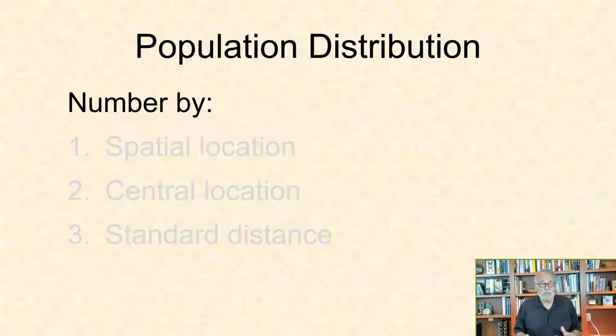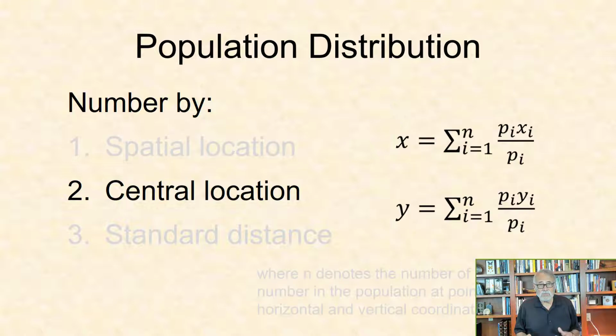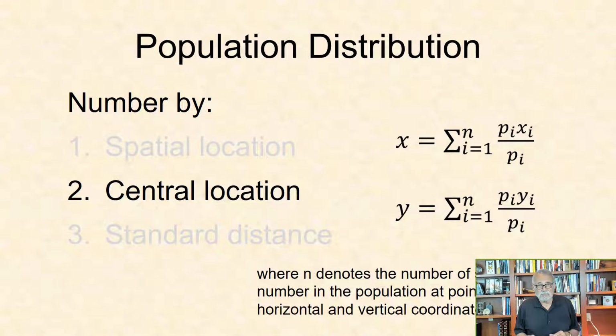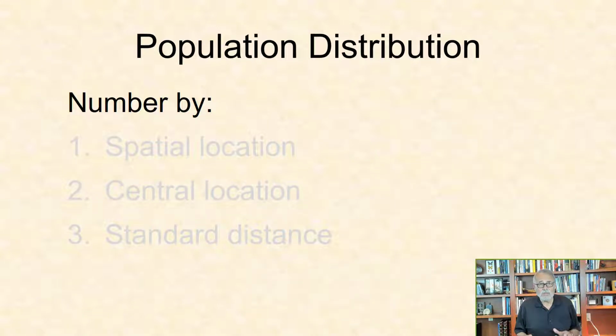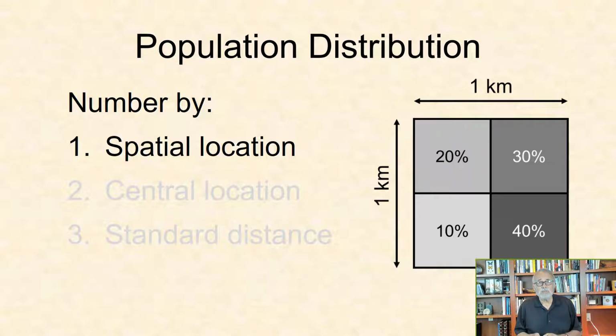Population distribution. Number by spatial location, by central location, by standard distance. The number by spatial location, where, for example, the number of individuals within a 1 kilometer square region are distributed by 10, 20, 30, and 40% in these four different hypothetical subregions.